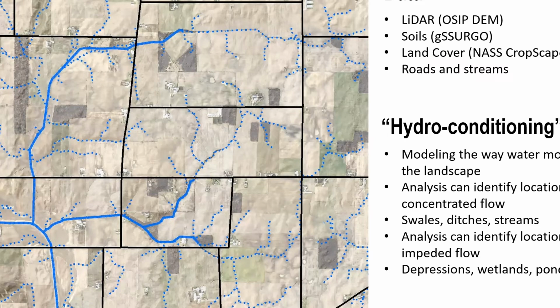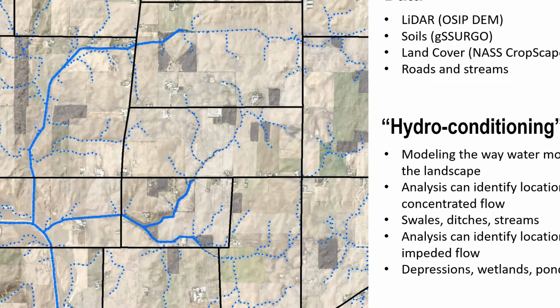As we've said in other presentations, this agricultural conservation planning framework toolbox uses a set of standardized, readily available public data, including LIDAR, soils, land cover, and then some ancillary data that varies depending on where you're at, such as roads and streams. And the first step, the big hurdle that using the tool requires you to get over, is what we refer to as hydroconditioning. The hydroconditioning just allows you to model the way water moves across the landscape.